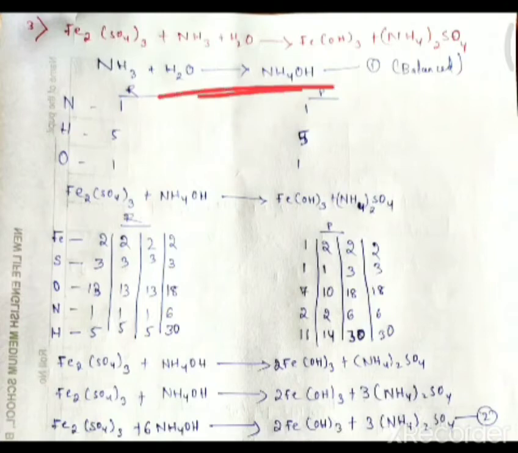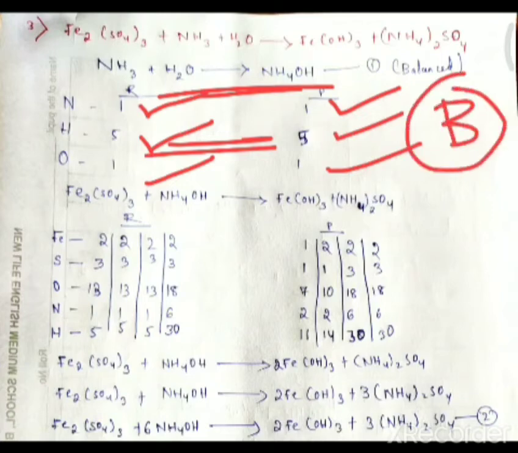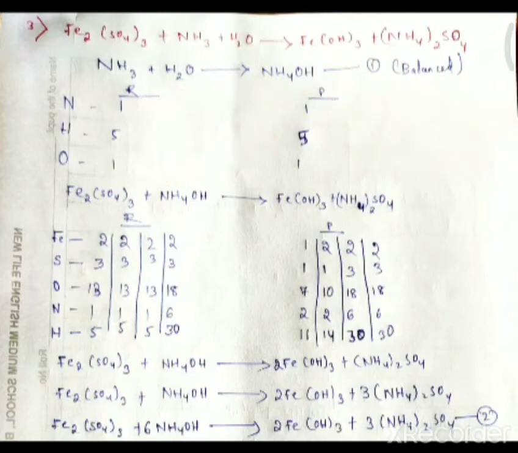Let's see. In the reactant part, only 1 atom of nitrogen is there, 5 atoms of hydrogen and 1 atom of oxygen. Let's see the product side. Here also 1 atom of nitrogen, 5 atoms of hydrogen and 1 atom of oxygen. So you can see as they are equal on both sides, this equation is balanced.